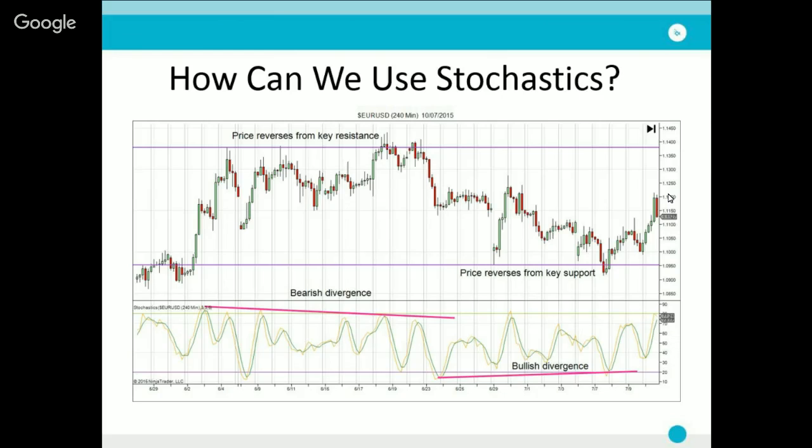So next we'll move on to looking at the MACD indicator. But again, are there any questions that I can answer for anyone before we move on?